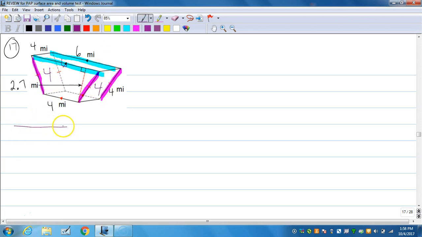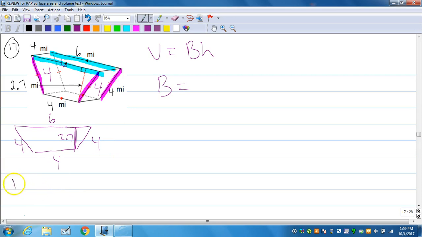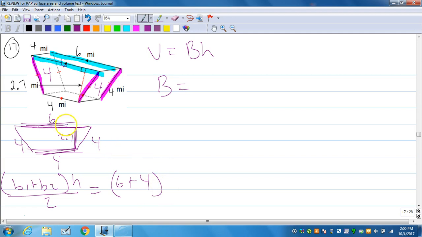So if I draw my trapezoid just here, the height here is 2.7. This is 6. This is 4, this is 4, and this is 4. All right, so this is a prism, so the volume of a prism is BH, capital B is the area of the base. So the area, remember, is B1 plus B2 times my height divided by 2. B1 is 6, y'all get it there. Plus B2 is the bottom number, which is 4. Times my height. My height is right here, 2.7.